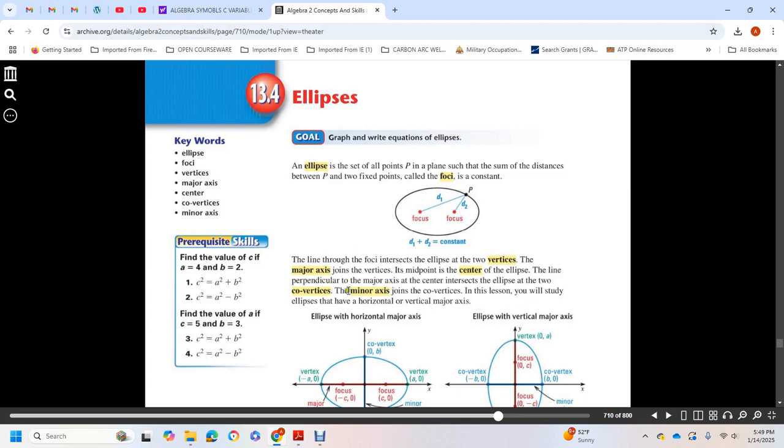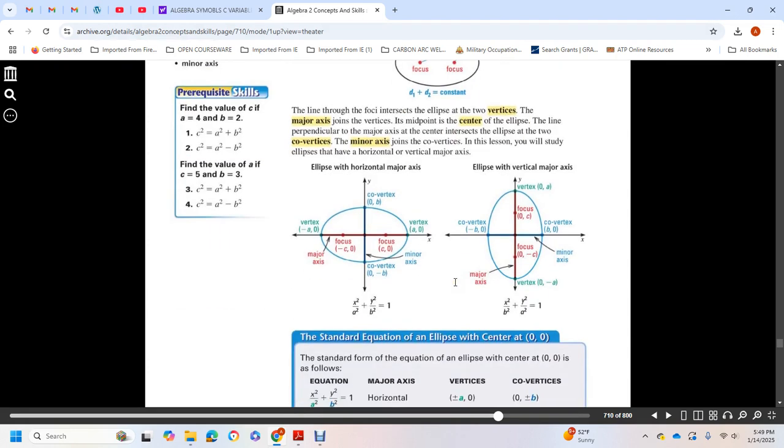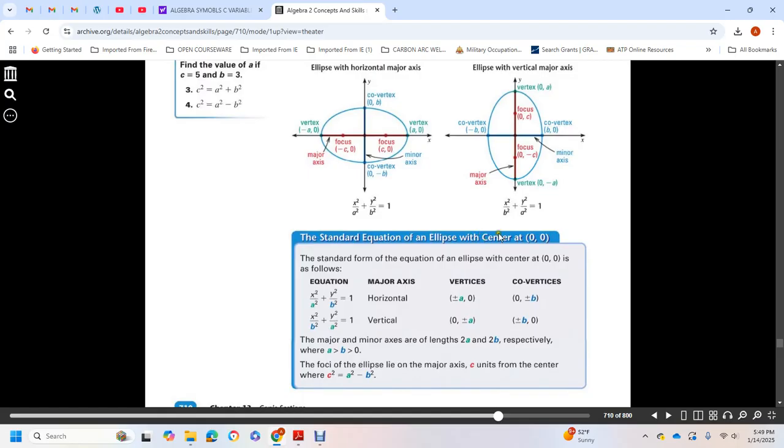In this lesson, you will study ellipses with horizontal and vertical major axes. The standard equation for an ellipse with center (0, 0) is as follows: x squared over a squared plus y squared over b squared equals 1, with a horizontal major axis and vertices at (plus or minus a, 0) and co-vertices at (0, plus or minus b). For a vertical major axis, the equation is x squared over b squared plus y squared over a squared.